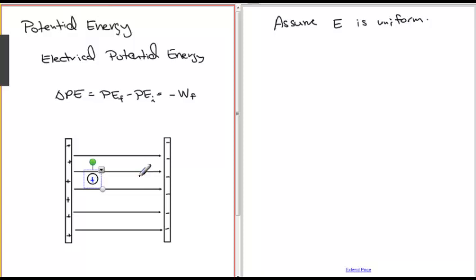Okay, so this object here has a charge Q. So let's put that in there too. Let me move this out. So we'll give it a couple of properties, and we'll group those together. So this has some charge Q.